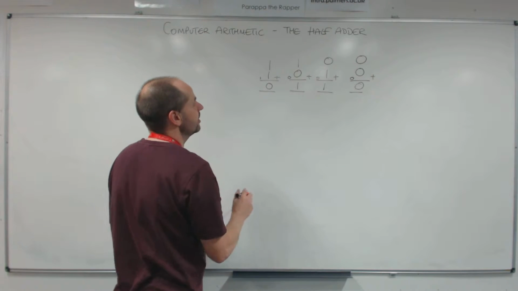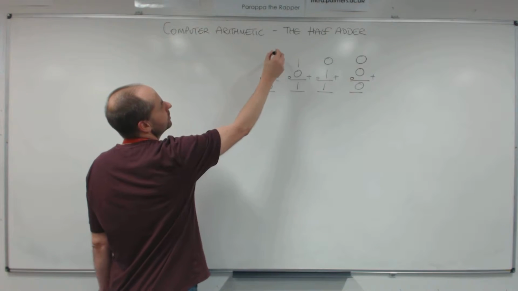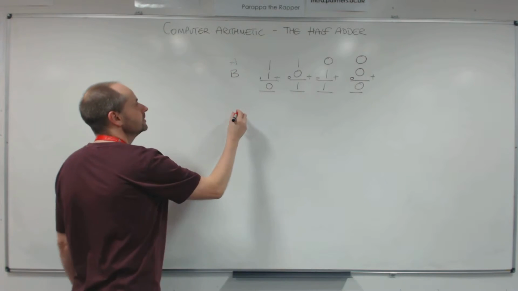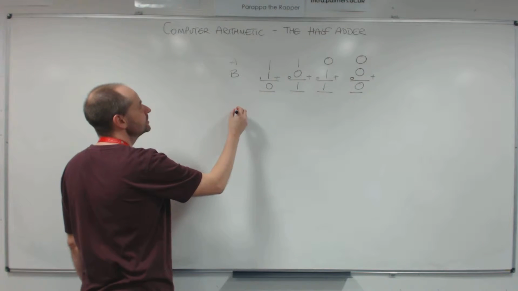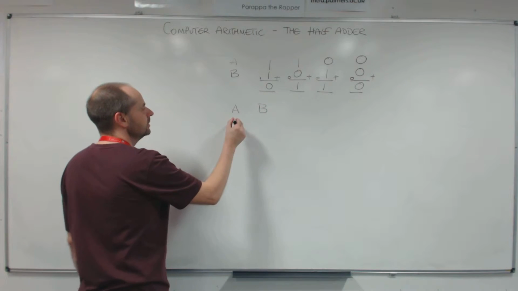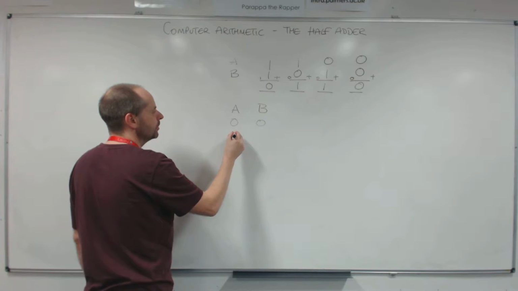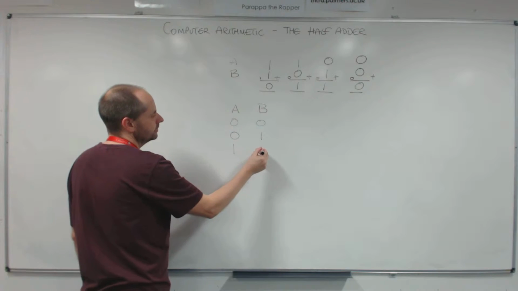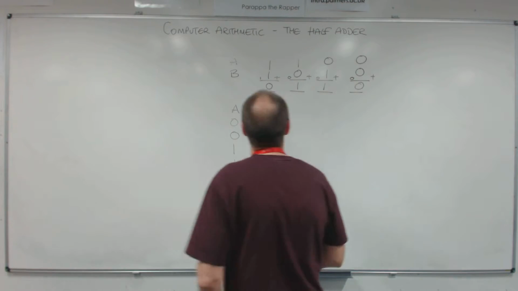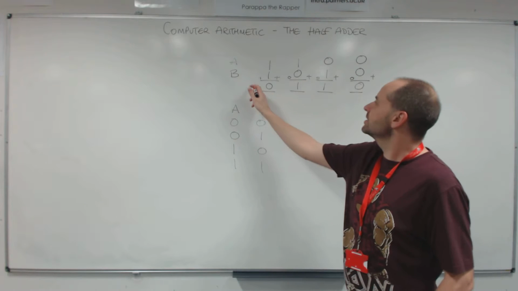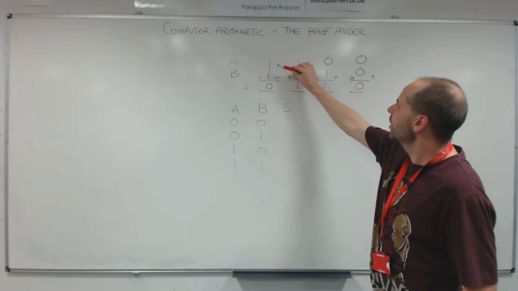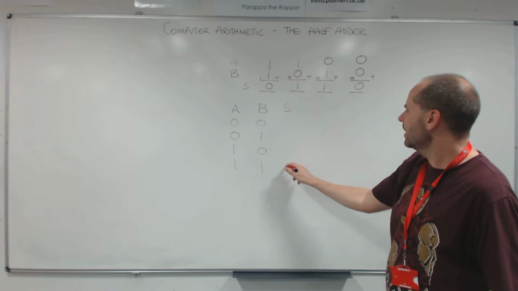Now we can draw a truth table for this. So if we label each of these numbers A and B, the top set of numbers is A and the second set is B. Let's do A, B. So the patterns of bits that are possible are these. And if we look at what our outputs are, so this is our sum line. Let's have a look at what the sum is. So you can see when we got 1 and 1, we get a 0. So let's put that in.